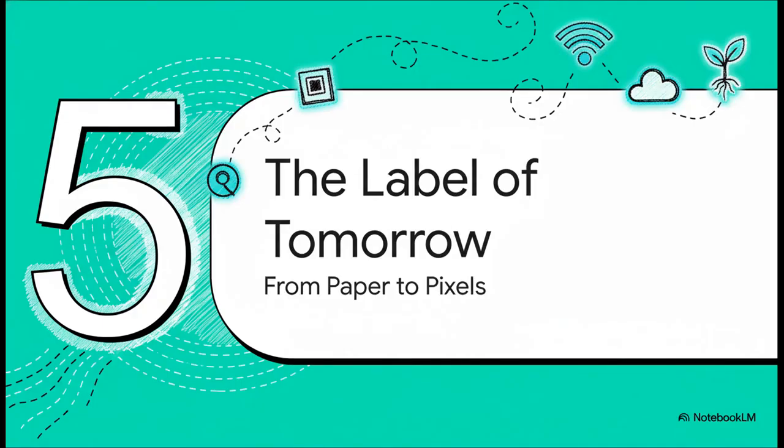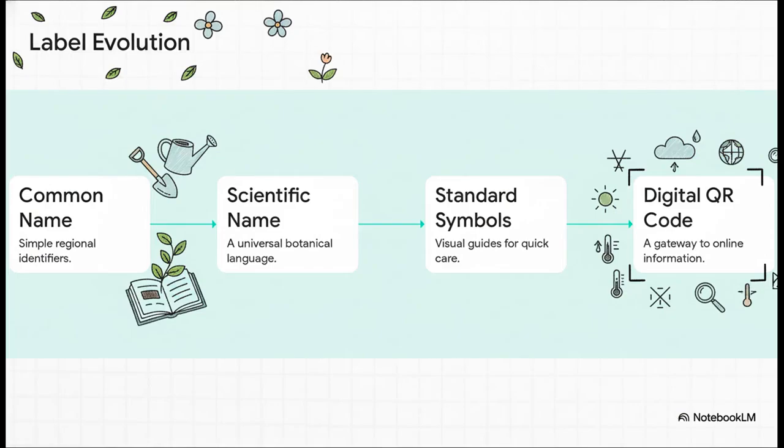So, where is all this headed? Well, the physical tag itself is evolving. It's becoming a gateway to an entire digital world of information. I mean, think about the journey we just took. We went from simple common names to universal scientific names. Then we added standardized symbols for care. And now we're at the next big step, the QR code.